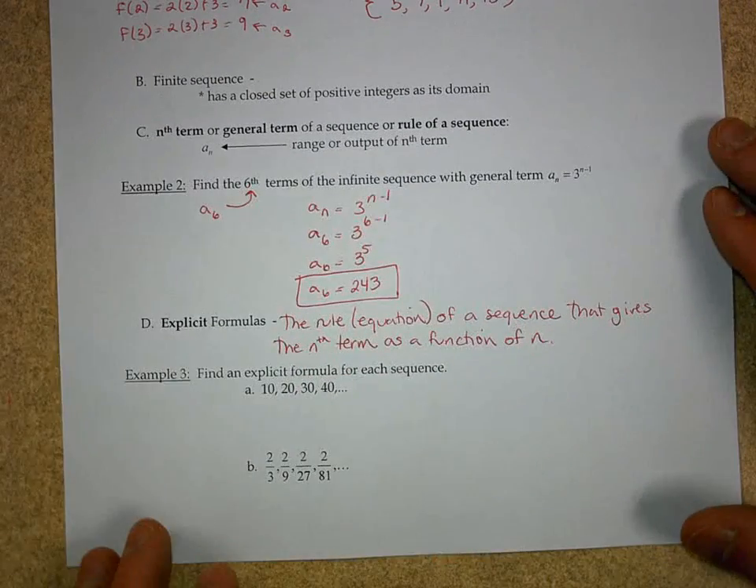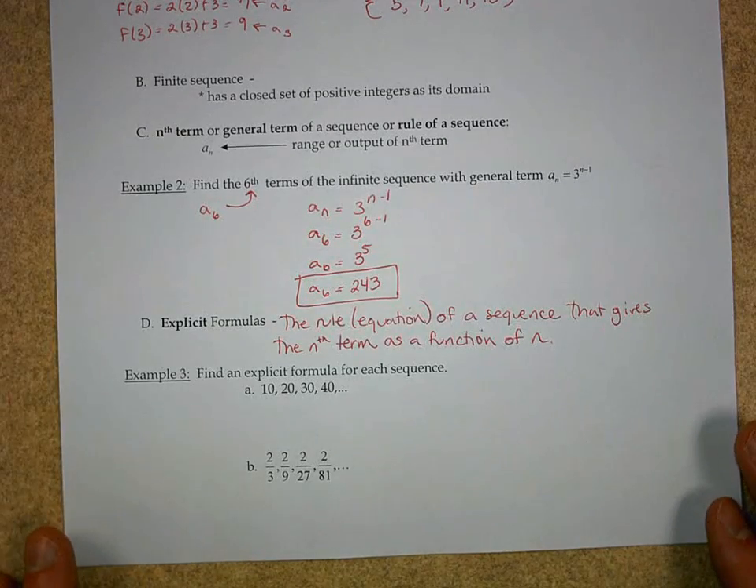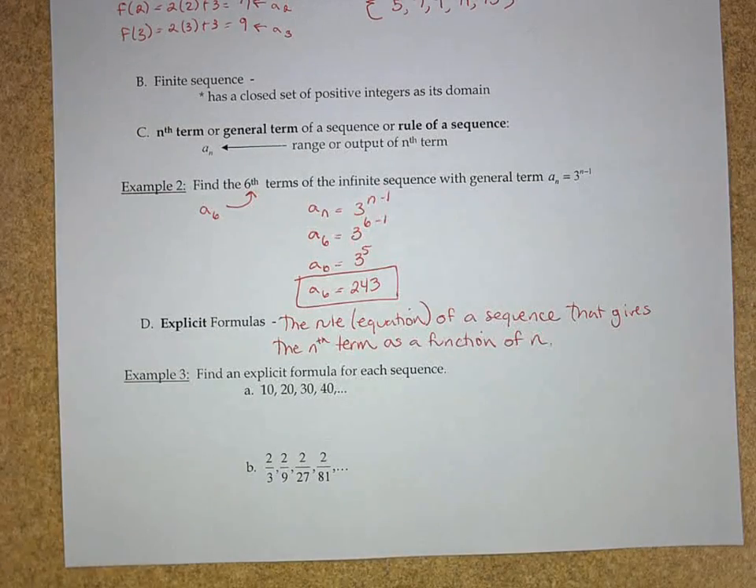Following that, we get something called the explicit formula. The explicit formula is the rule or the equation of a sequence that gives the nth term as a function of n. All that's saying is I want to come up with an equation where if I plug in 1 for n, I get my first term. If I plug in 2 for n, I get the second term. If I plug in 3 for n, I get the third term, and so forth.